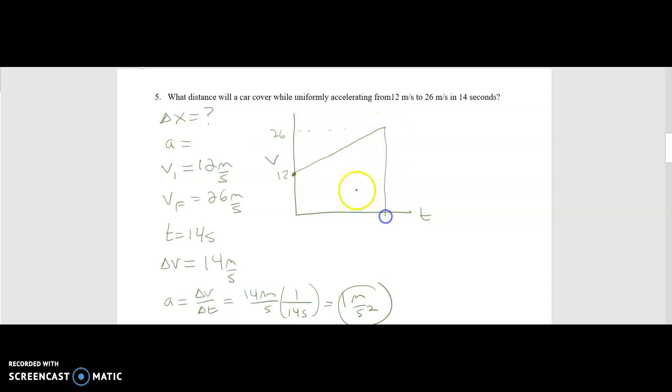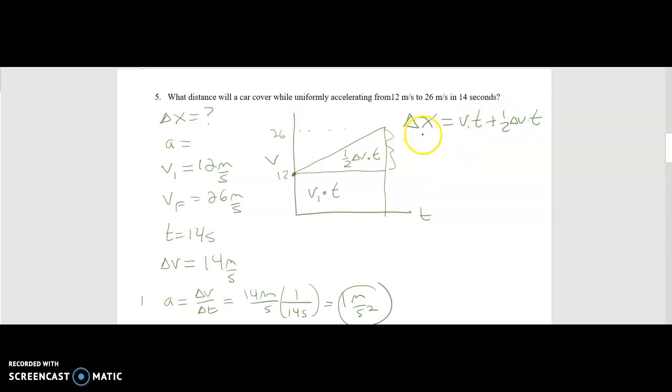But remember, the area under the VT graph provides the displacement. This is an odd shape, so we have to break it into two recognizable shapes. So down here, the area would be your initial velocity, which is 12 meters per second, times your time. Up here, it's a triangle, so it's 1/2, and then this is your change in velocity times time. That's your base. So because the area of this equals the displacement, we can say delta x equals v naught t plus 1/2 change in velocity times t.